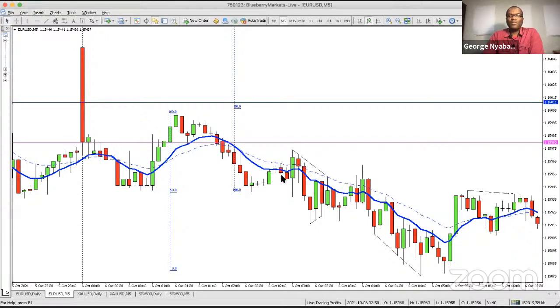Then we have an outside bear candle. We have bears trying to resume. Nothing for us to jump in because we don't have a strong breakout here. If we had a strong breakout beneath this level, we would have said, oh, okay, fantastic, now let's look to trade. But there is nothing.